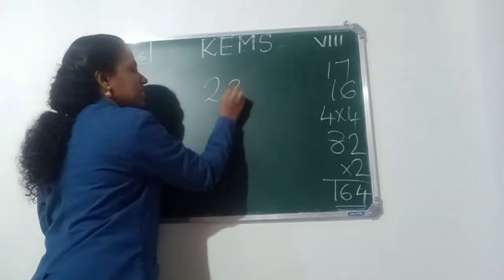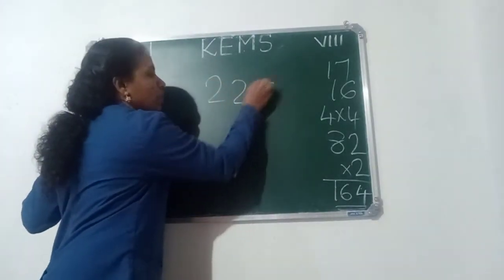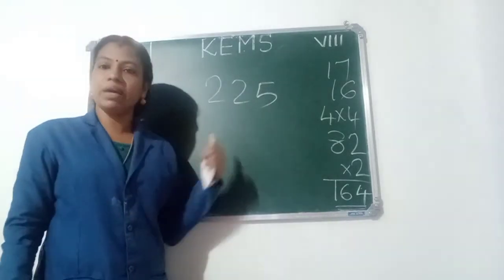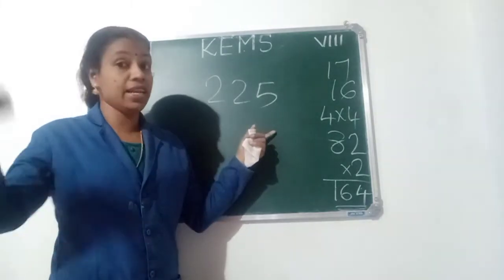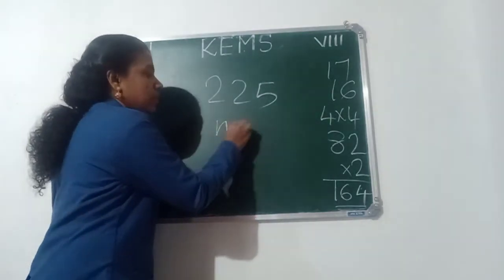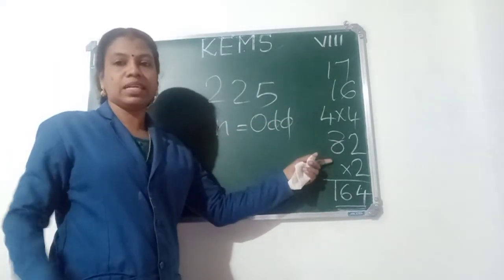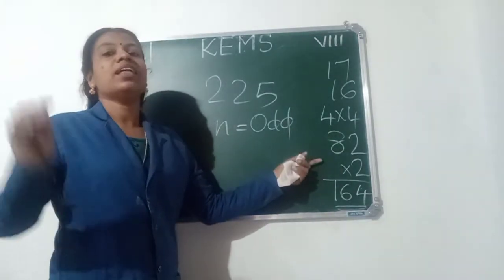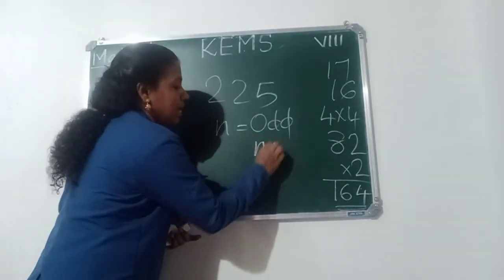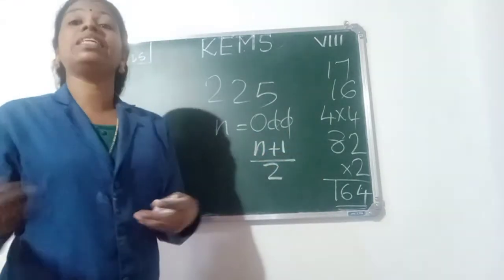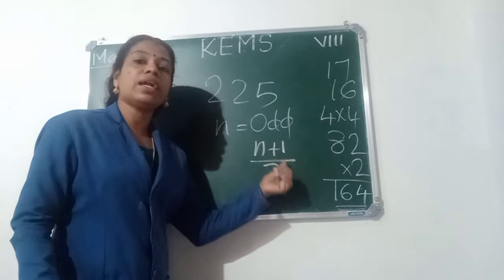Just think, 225 is a perfect square number. How many digits are here? 3 digits. That is, n equal to 3 is an odd number. If n is an odd number, the number of digits is odd, then its square root will have n plus 1 divided by 2 digits.